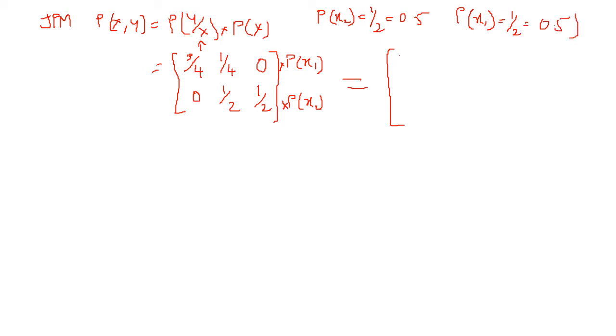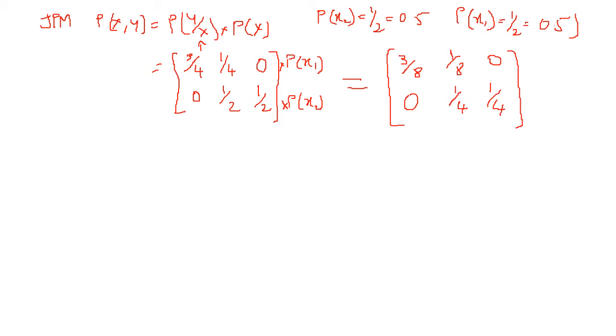If you multiply, we are going to get 3 by 8. The next element will be 1 by 4 into 1 by 2, so 1 by 8. Then 0, 0, 1 by 2 into 1 by 2, so 1 by 4. 1 by 2 into 1 by 2, so 1 by 4. So now we have got the joint probability matrix.